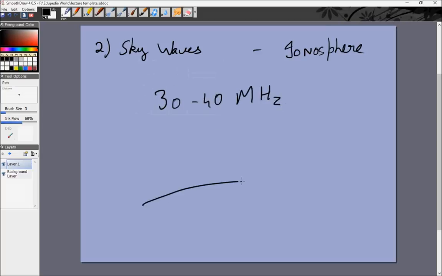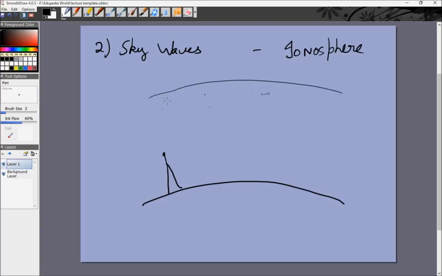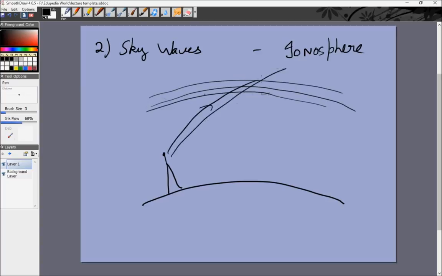So it would look something like this. This is the earth. You would have a transmitter here, and if this part of the atmosphere is the ionosphere, then you would have just rays going like this. Some of them would obviously not be reflected, but a good proportion of them would be reflected back somewhere here where the receiver would be.